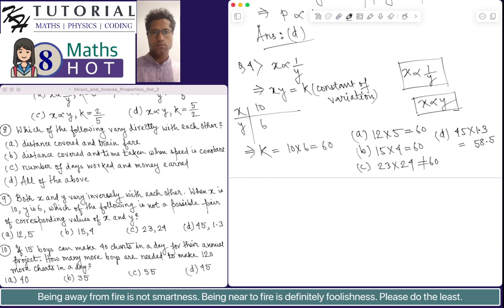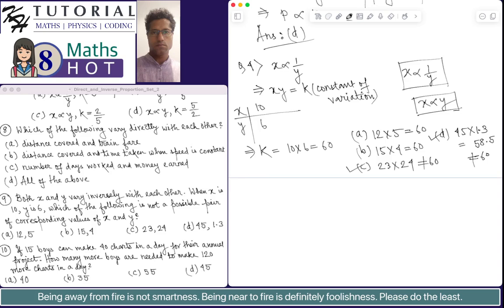58.5, and definitely this is also not equal to 60. So ideally, as per the given problem, choices C and D should be the answer, but I think accidentally I gave the wrong choices. Only one choice should be correct. Anyway, for this problem, the correct choices are C and D. The pairs 23 and 24, and also 45 and 1.3, are not possible pairs. So we have two choices as correct.